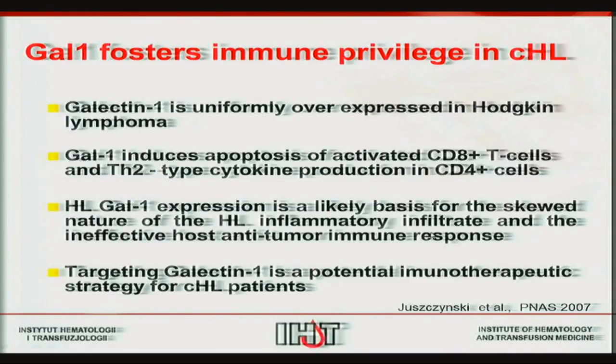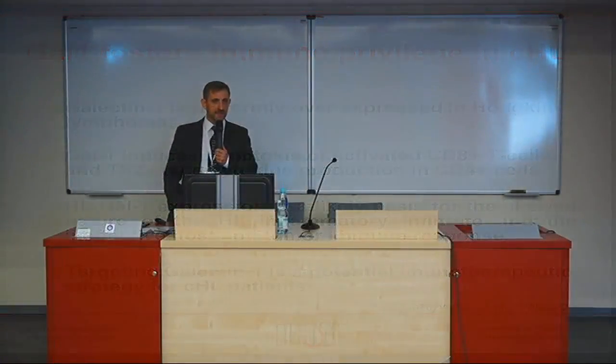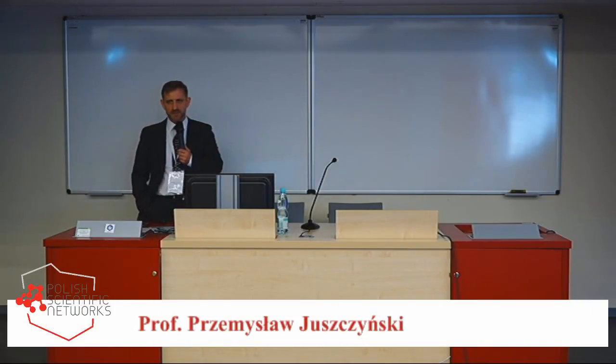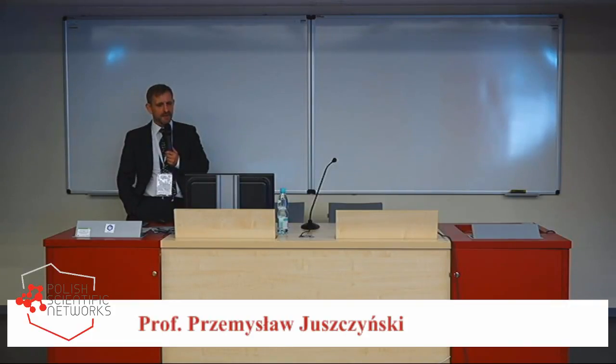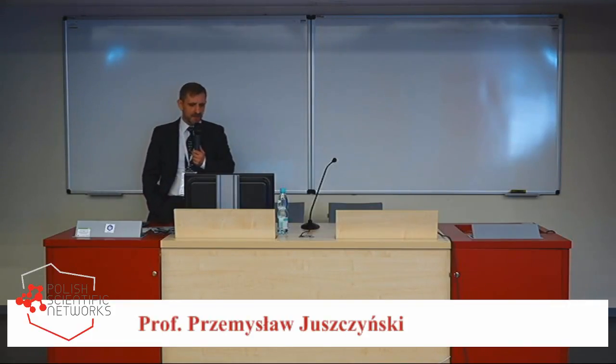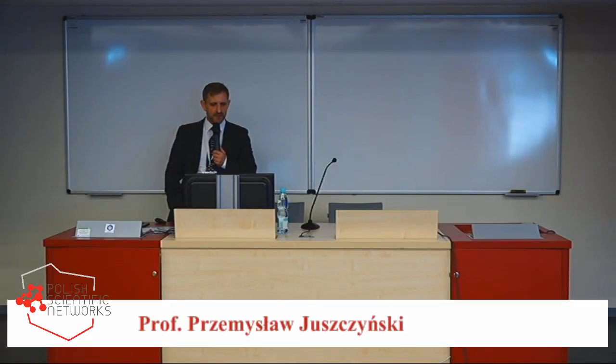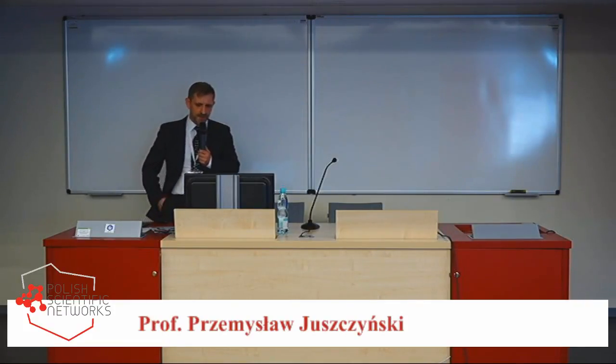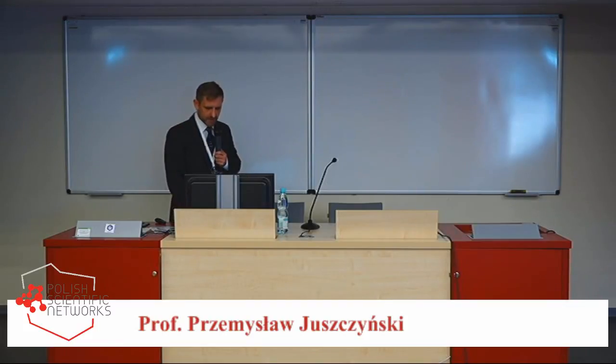So to summarize our studies in this tumor and on galectin-1, we found that galectin-1 is uniformly overexpressed in this disease, specifically overexpressed in this disease. It can also be used as a diagnostic marker. It induces apoptosis of activated CD8 T cells and Th-type cytokine production in CD4 cells. And we concluded that galectin-1 expression is a likely basis for the skewed nature of the Hodgkin lymphoma inflammatory infiltrate and the ineffective host anti-tumor immune response. And targeting galectin-1 is a potential immunotherapeutic strategy in these patients.